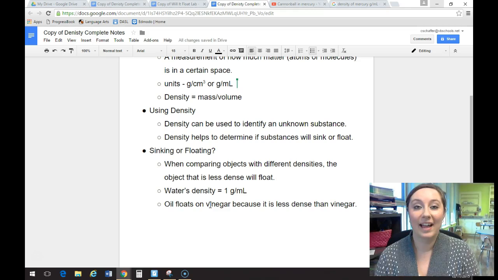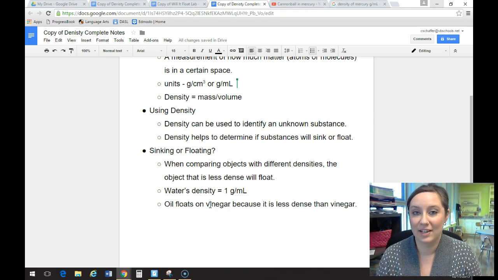Now, your next lab is actually a mystery investigation. You are going to have to use this concept of sinking and floating with liquids to help you solve the mystery. So you can go ahead and move on to your lab now.